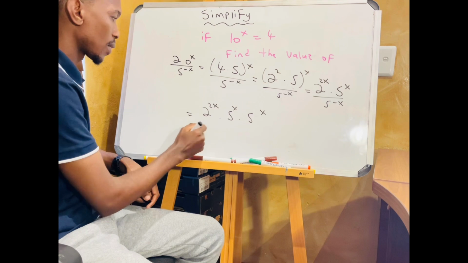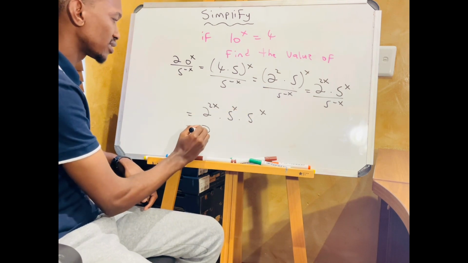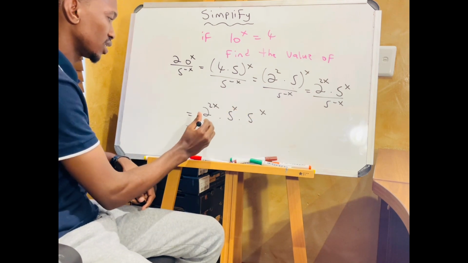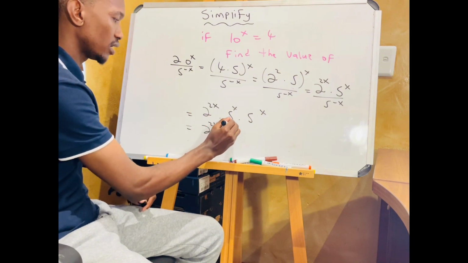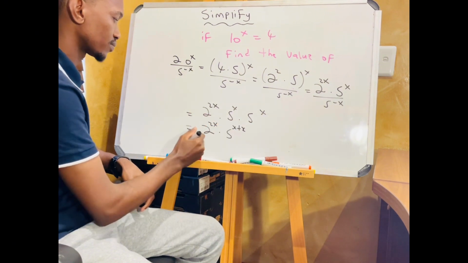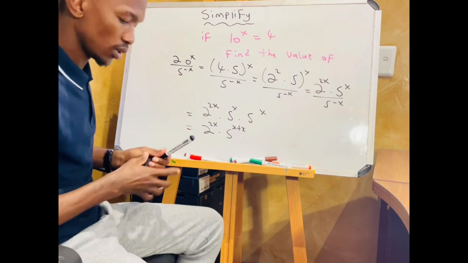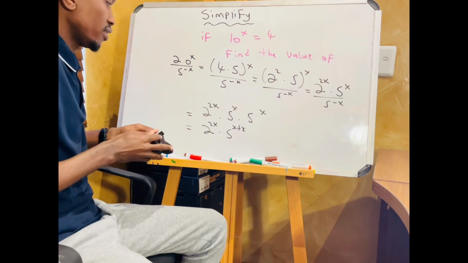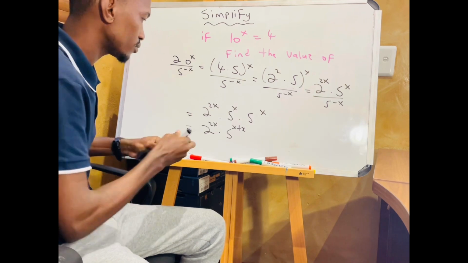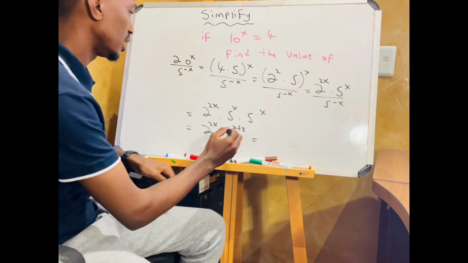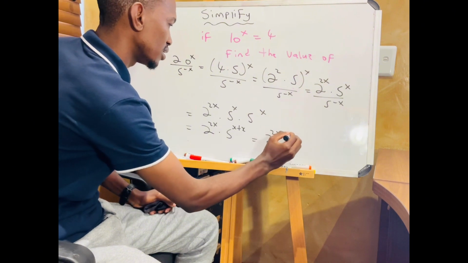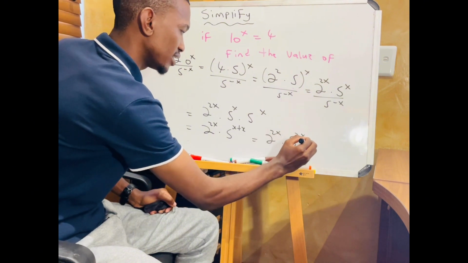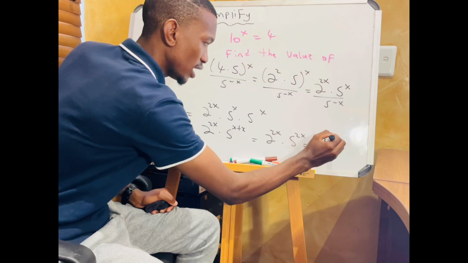Then check. You can apply the laws of exponents. This is the same as 2 to the power 2x times 5 to the power x plus x, right? So I just want to have enough space. Then it's going to become what? 2 to the power 2x times 5 to the power 2x. Then this is the same as 10 to the power 2x.